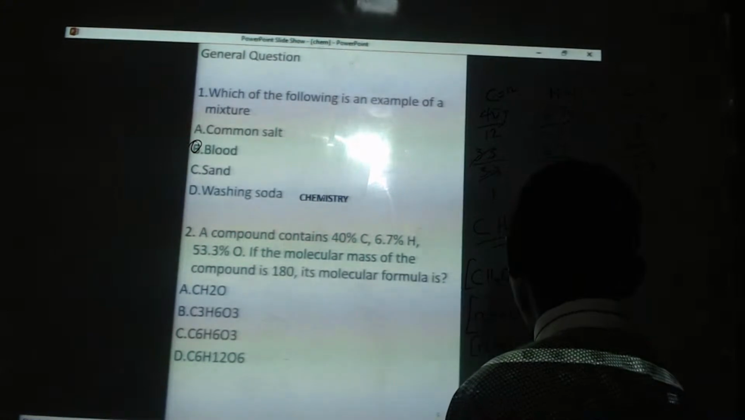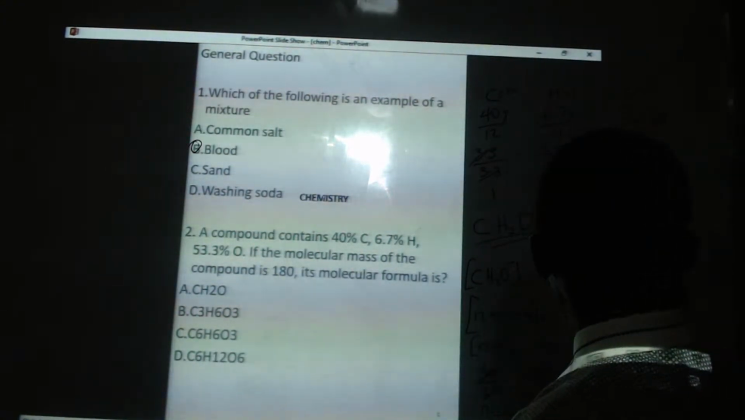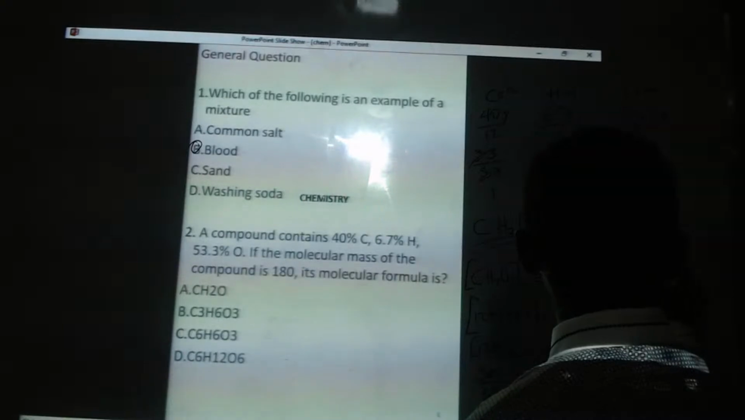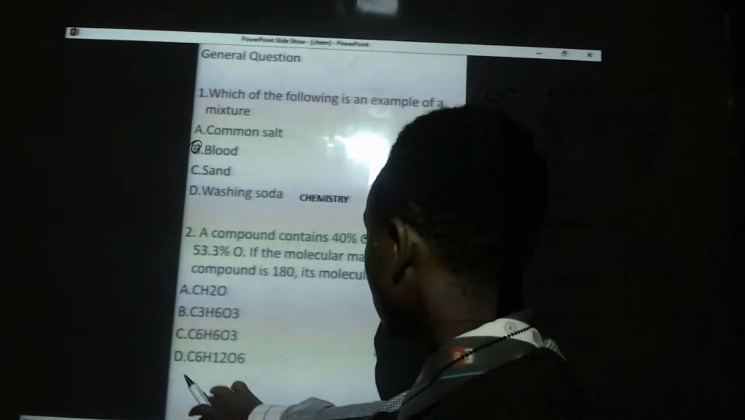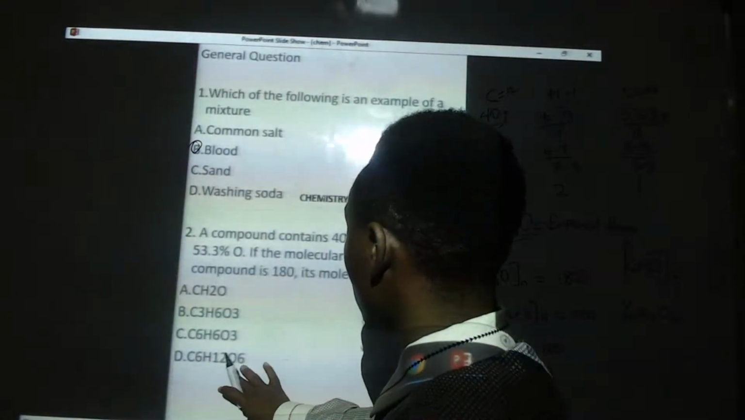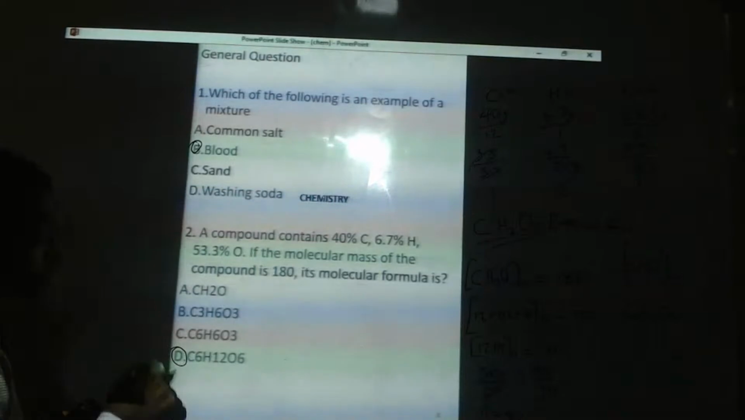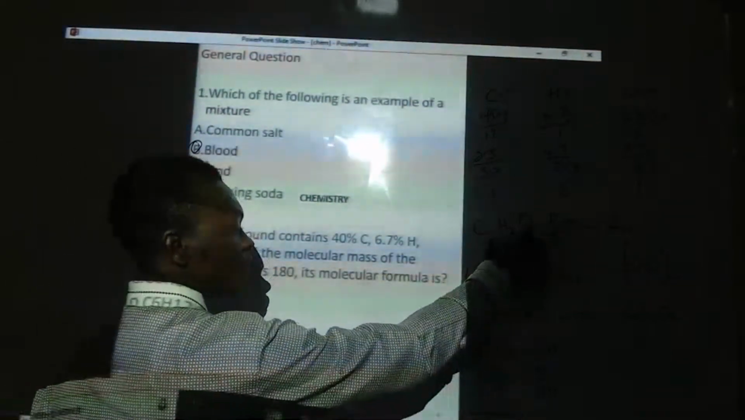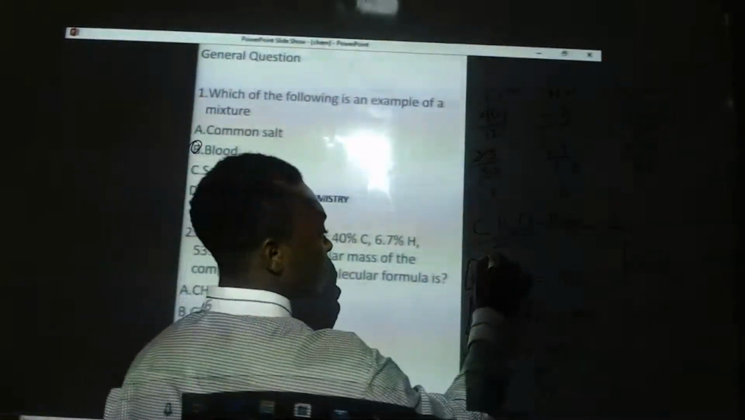So your n is 6. So now you have CH2O multiplied by your n, which is now 6. Then this is C6H12O6. So this is your answer. Remember I said once you are done, you find your empirical formula. After finding your empirical formula, you now begin to find your molecular formula.